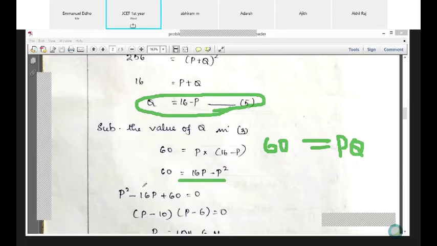നോക്കി കുട്ടികളെ. So if you are adding the two terms, you will get what? Minus 16. If you are multiplying the two terms, it will be what? 60. അങ്ങനെ കിട്ടുന്ന രണ്ട് ടേം ഏതാ? Minus 10, minus 6 അല്ലേ? That is (p minus 10)(p minus 6) is equal to 0. Therefore, p equal to 10. First, you can consider the first term, that is p.